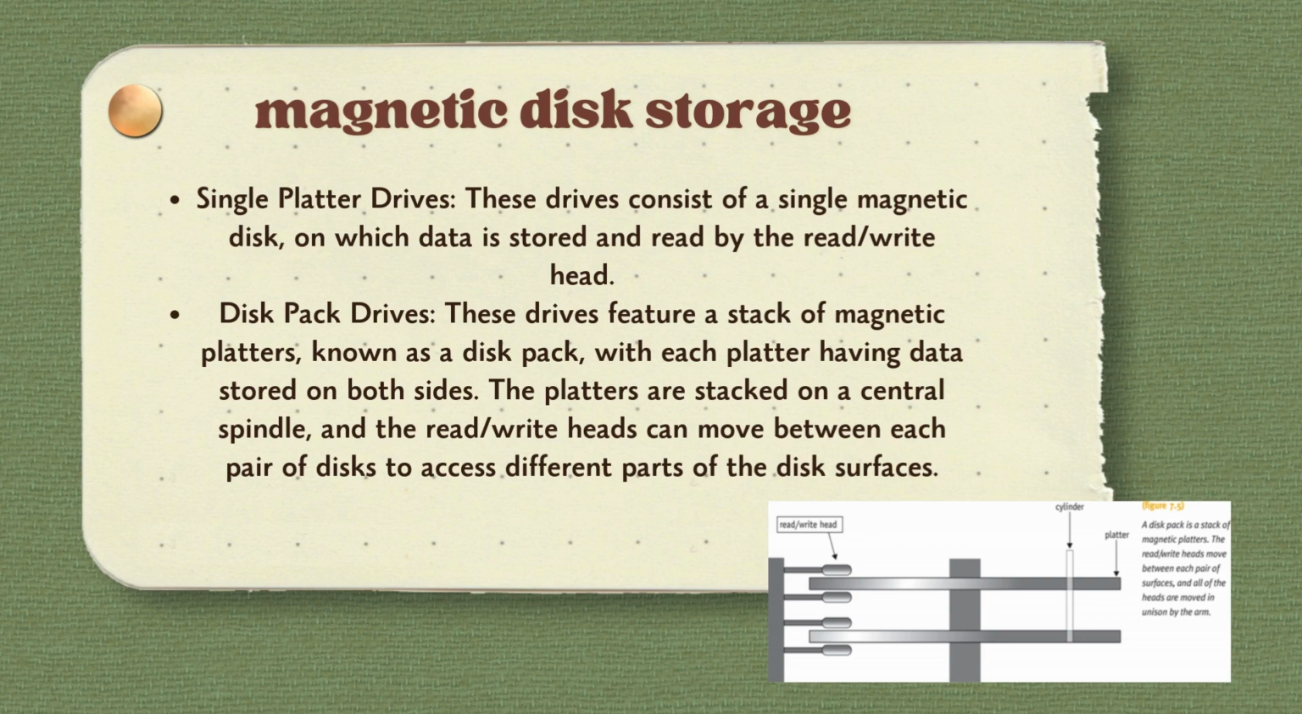The disk pack drive features a stack of magnetic platters known as a disk pack, with each layer having data stored on both sides. The platters are stacked on a central spindle and the read or write heads can move between each pair of disks to access different parts of a disk surface. The figure below shows a typical disk pack.